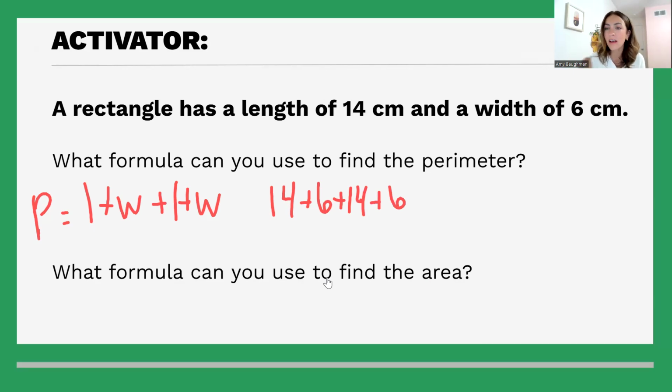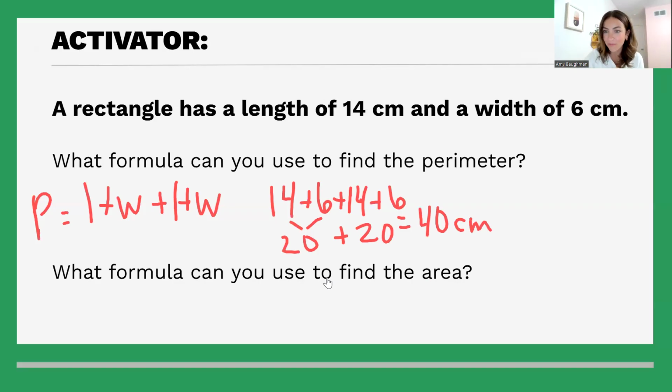Can anyone see an easier way to solve this problem? 14 plus 6 plus 14 plus 6. Sammy? Yes, very good, Sammy. I can go ahead and group together my 14 and 6 to make 20. And 20 plus 20 is, everyone? 40, very good. So 40 centimeters is my perimeter.